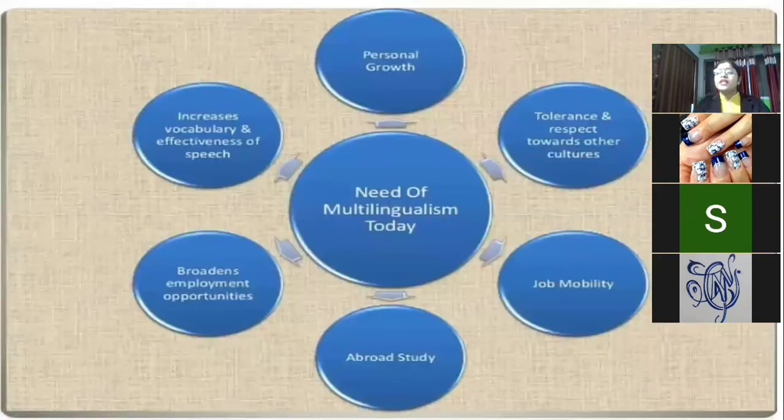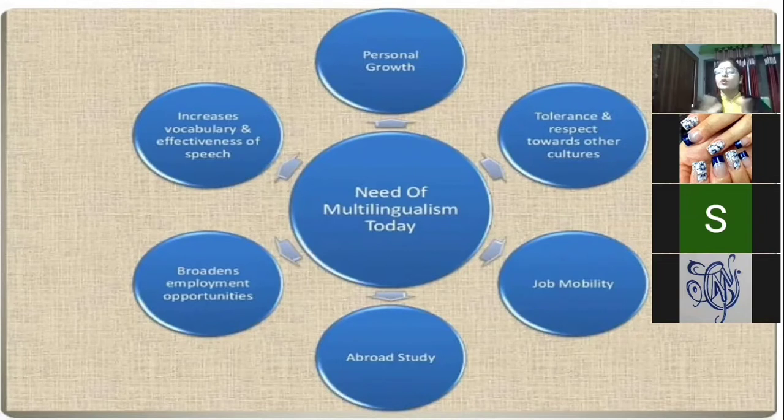Then what's the need of multilingualism today? The need of multilingualism today is for personal growth. If we want to succeed in life, we need to be multilingual. Since, as I told you, globalization has taken place, we have come closer to each other. We are exposed to different cultures. So with multilingualism, we can develop respect towards other cultures.